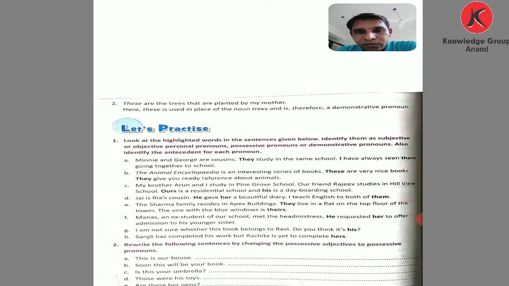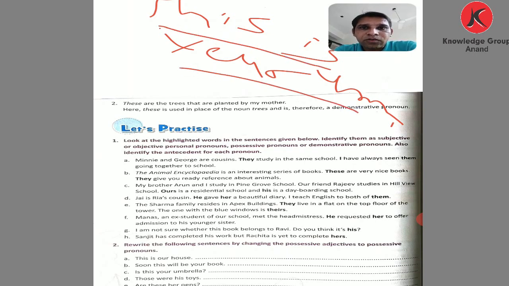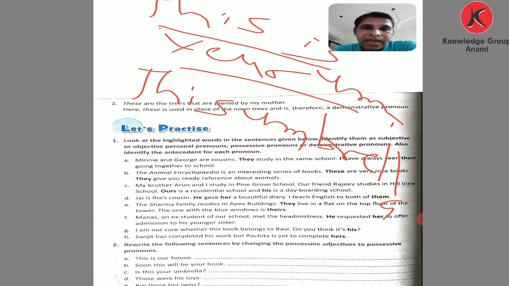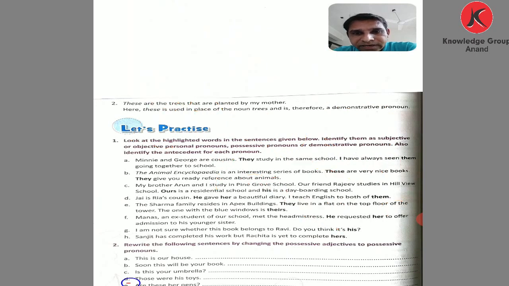So if the question mark is given, we change it. How is this your umbrella? After is, then your umbrella. So how do we write this? Is this umbrella yours? After that you write this umbrella is yours. Then comes the next, D.